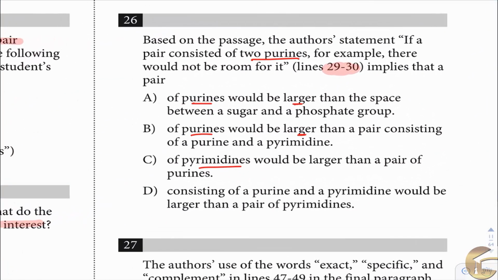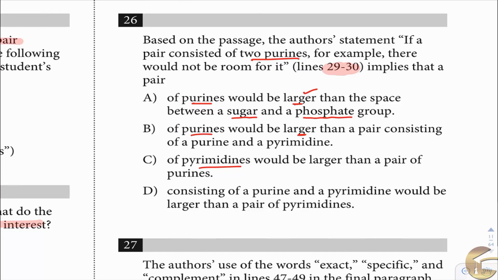So for 26, we're going to start checking these. It says of purines would be implies that a pair of purines would be larger. So right off the bat, I would at least maybe want to keep that, then the space between a sugar and a phosphate group. So this one I'm not too sure about because I don't remember reading about that, but at the very least this part sounds good. So maybe it's just an option, you keep it, but hopefully there's something better.